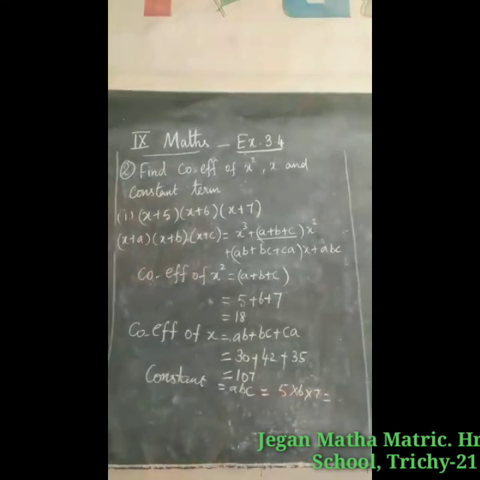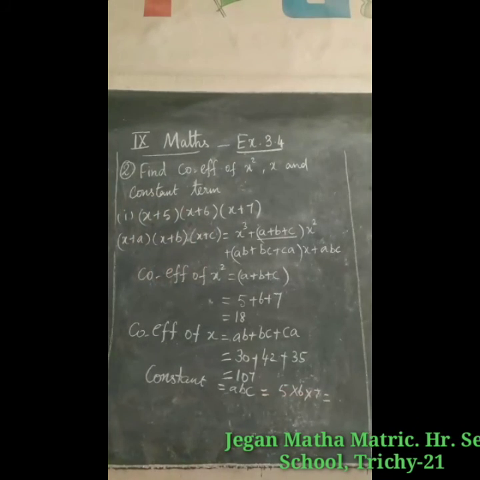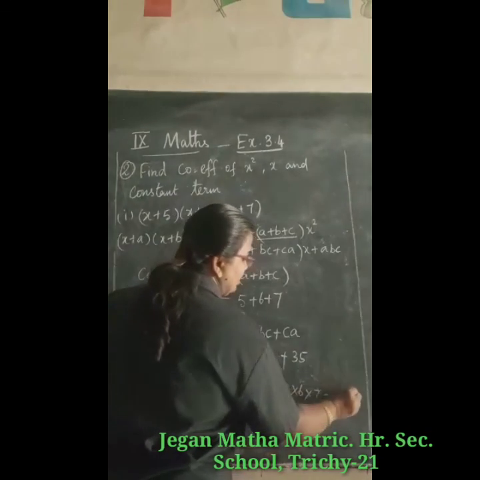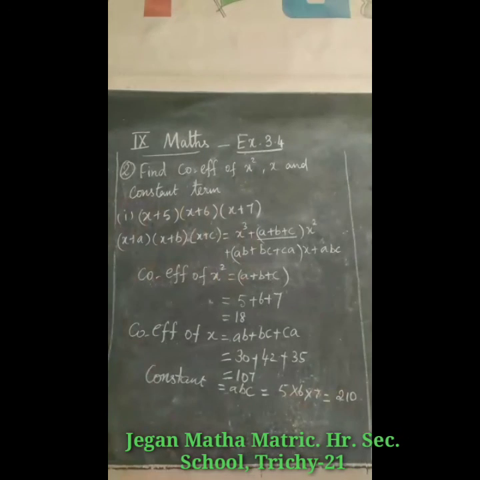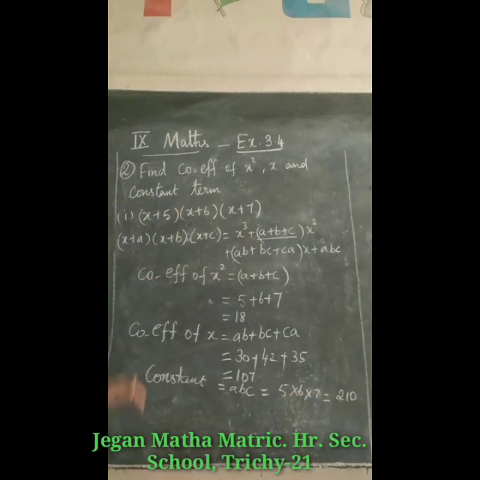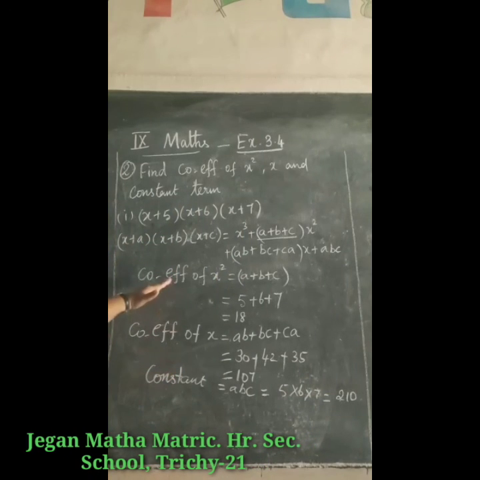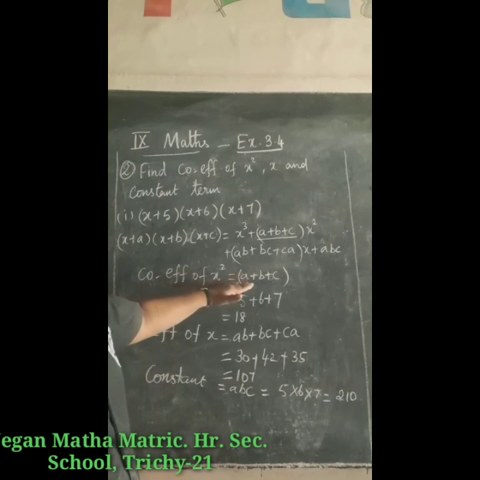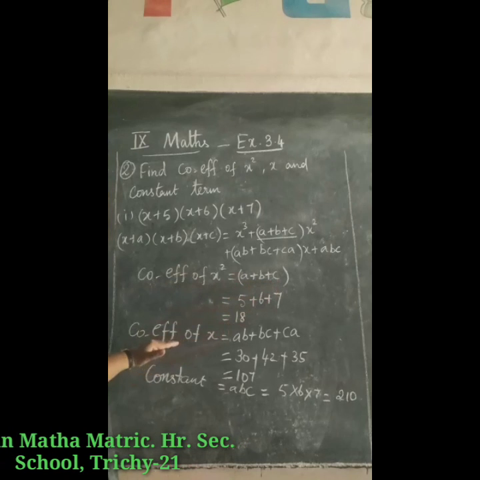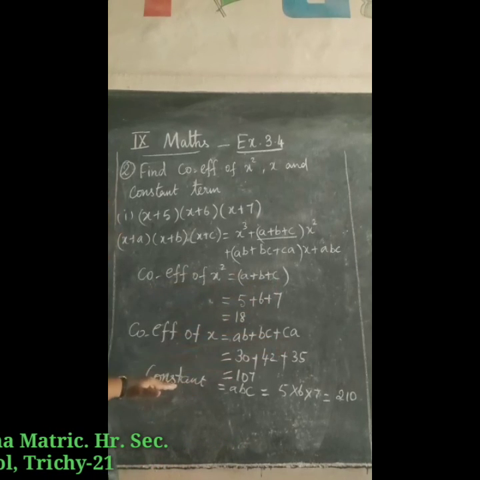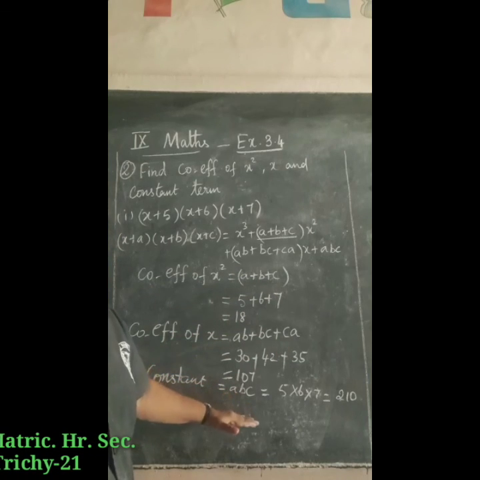So that is equal to 6 5s are 30, 30 into 7, 210. So what is the constant term? 210 is the constant term. According to the algebraic identity, we have to find out like this. Coefficient of x squared is equal to a plus b plus c. Coefficient of x is equal to ab plus bc plus ca, and constant term is equal to abc.